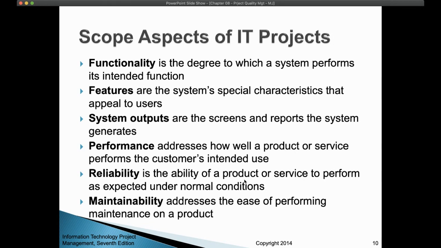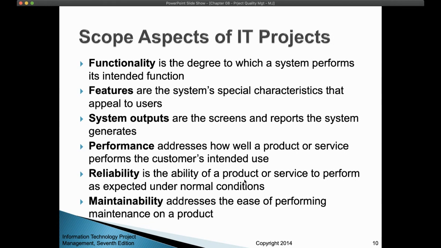Then you have the features. Features are the system's special characteristics that appeal to users. I want a system that helps me to organize my files. I want a system to help me to organize my budget, or to forecast the sales. So if these features are not there and I wanted them, then the quality is also considered as not conforming to the needs and the quality. So you have low quality, or you didn't meet the quality standard.